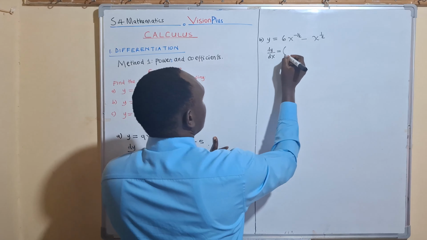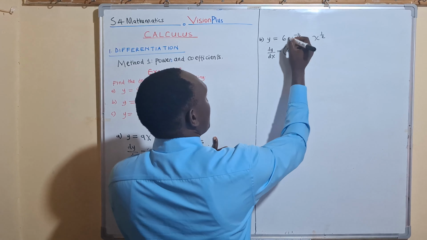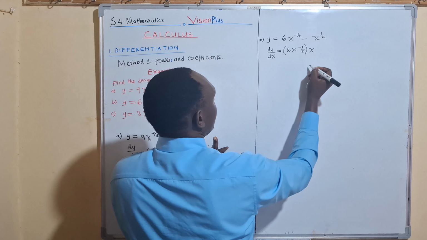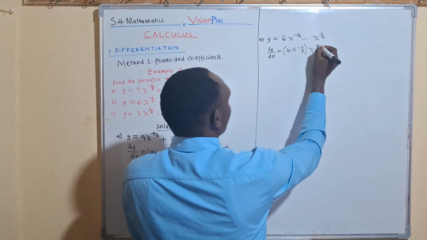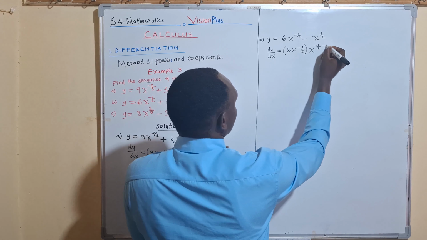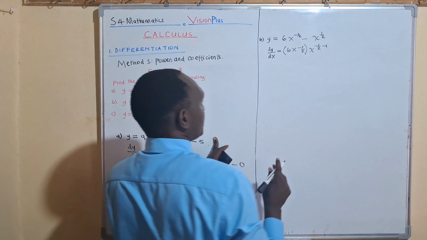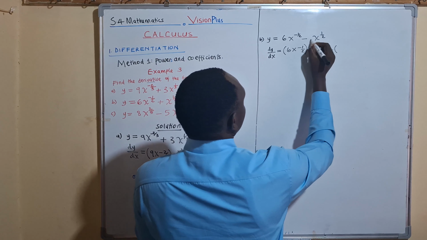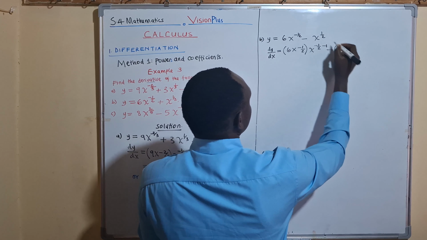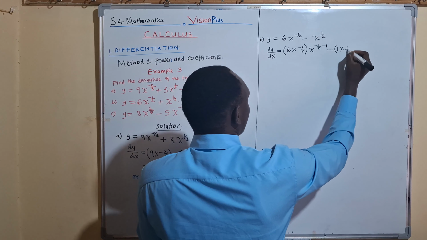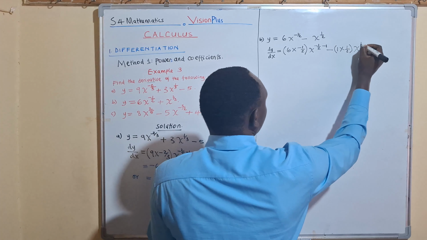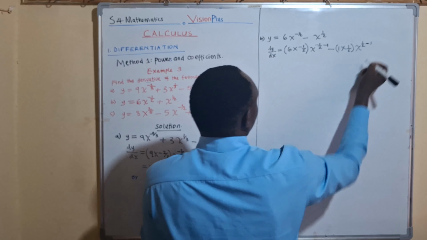becomes 6 times the power, which is negative a half, x. Now the new power becomes the old power, which is negative a half minus 1. We simply subtract 1 from the old power. Then we proceed minus, here there is a coefficient of 1, times, we lower the power, which is a half, x. Now the new power becomes the old power half minus 1.